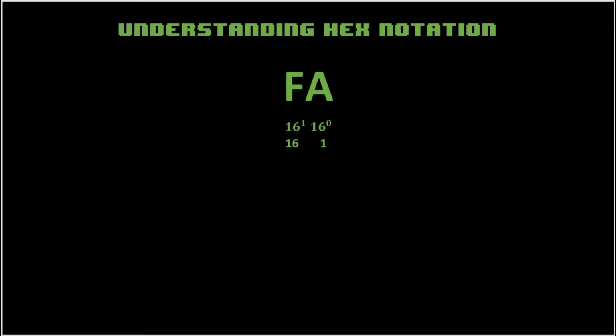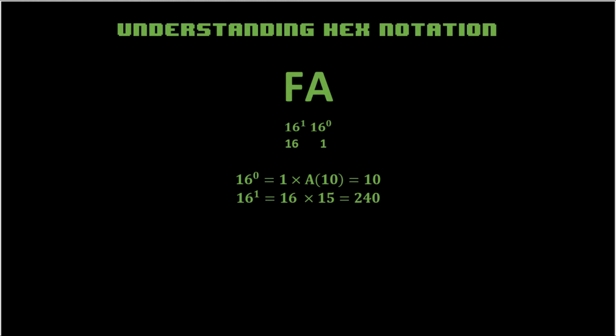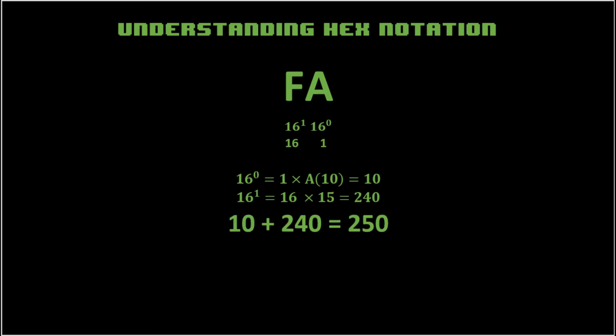Let's go ahead and do another example, and then I'll show you how to convert numbers into hex. The next example is FA. So you take 16 to the 0 power and multiply it by 10, which is A, and then take 16 to the 1st power, which is 16, and multiply it by 15, which is equal to 240. Then you add the two numbers together, 240 and 10, which gives you 250.